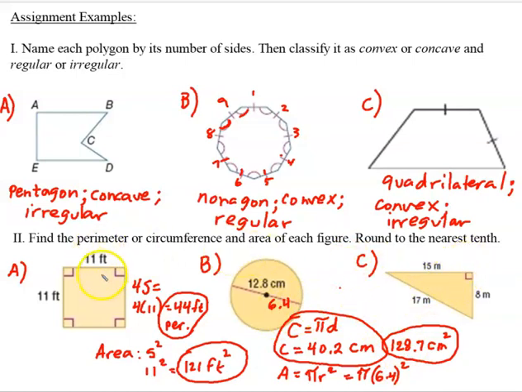All right, and then we'll do letter C. Didn't leave myself a lot of room. We'll try to squeeze this in over here. So the perimeter is just going to be these 3 sides added together. Pretty easy. 15 plus 17 plus 8. And that's 40 meters.